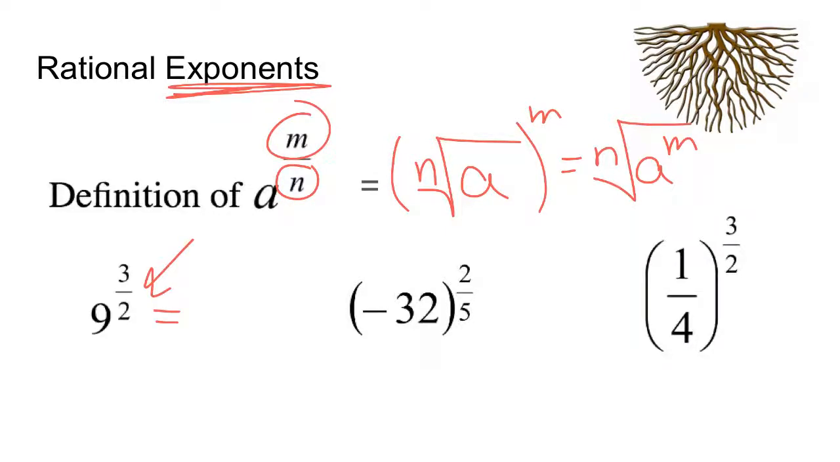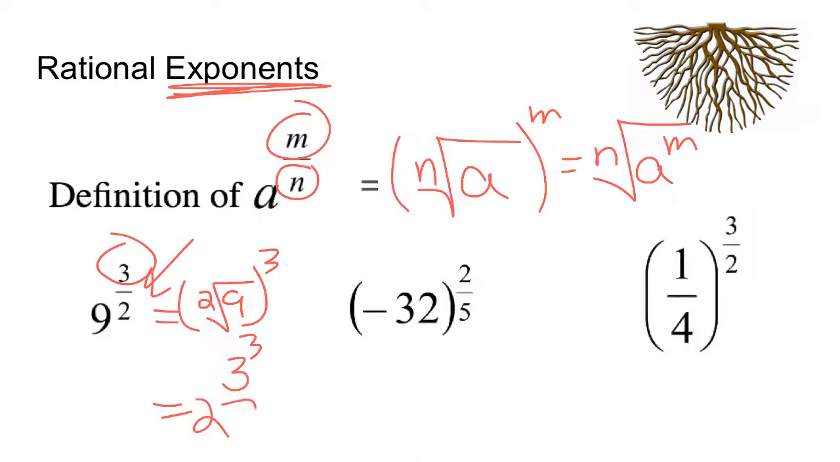This would be the same thing as the second root of 9, which is 3, raised to the top number power. So that'd be raised to the third equals 27. Now, I was able to do this all in my head because I did the root first. I made the number smaller. The second root of 9 is 3, and then I applied the cube.